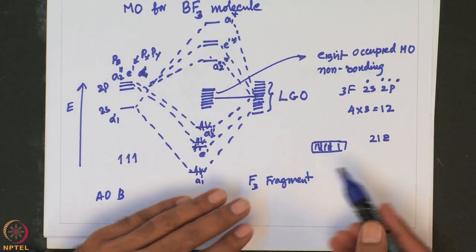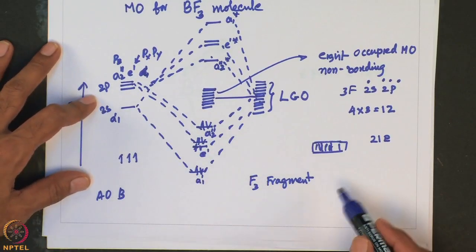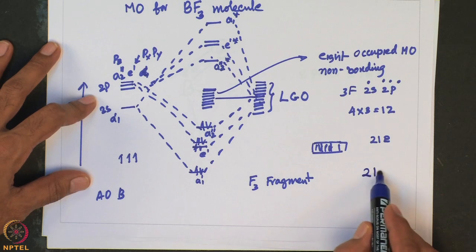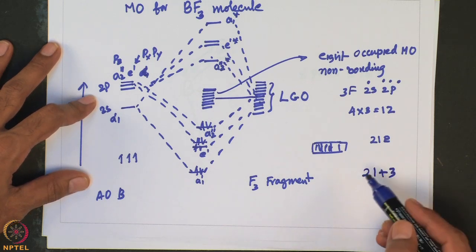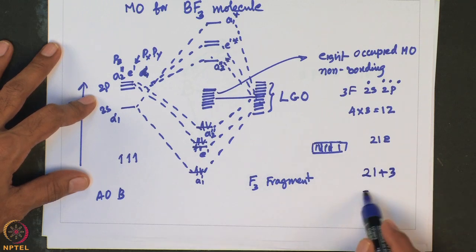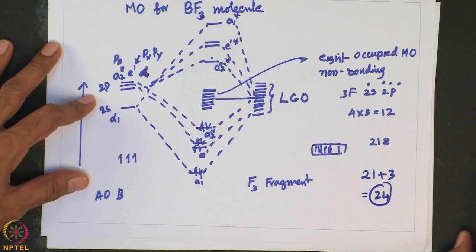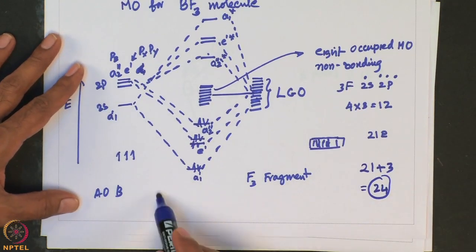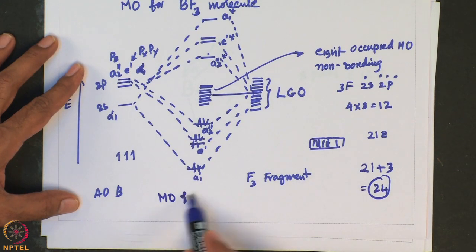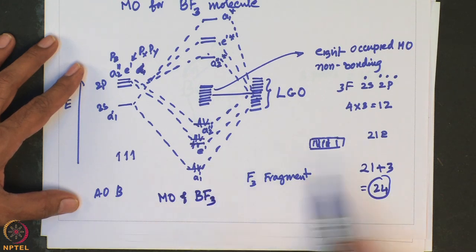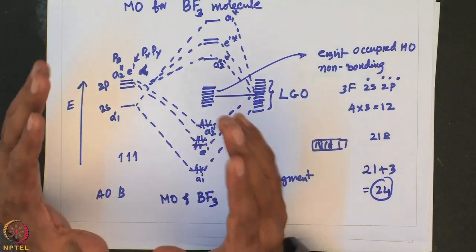If we count the total electrons here, this is 21 plus 3. 21 electrons come from 3 fluorine atoms and 3 electrons come from boron. We have 24 electrons, and all of these 24 electrons are accounted for in this MO diagram. Although it appears complicated, once you understand how to write it, you can account for all the electrons present in the entire molecule, and also correlate it with other bonding models we have used in the past.